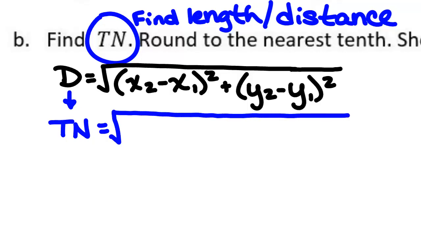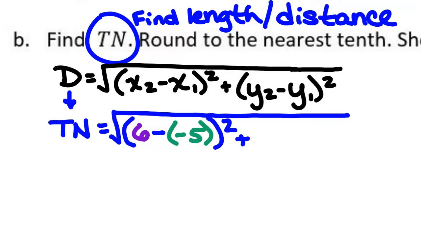Big square root sign, parentheses, x2, that's 6, minus x1. Well, x1 is a negative 5, so that's going to be negative 5 there. Close my parentheses and square it. Plus, parentheses, y2, which is 8, minus y1, which is 3. Close the parentheses and square it.